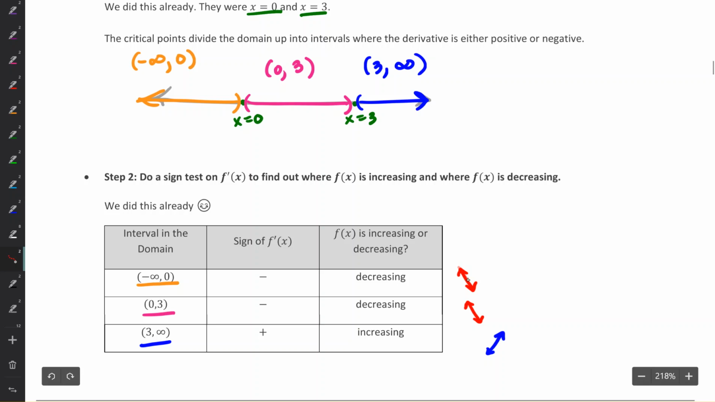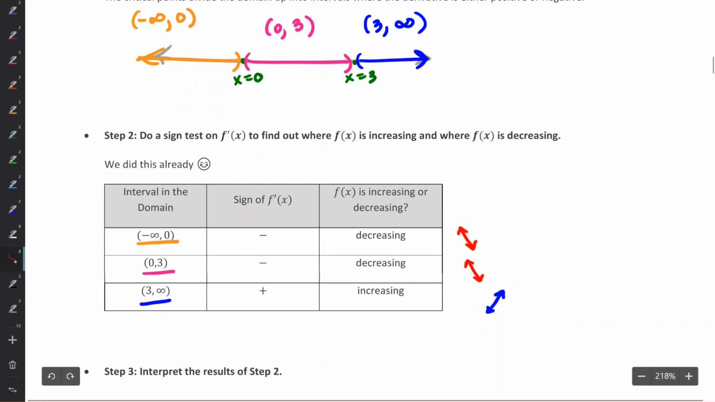Since my function is decreasing on either side of x equals 0, we don't have a local max or min. But here at x equals 3, my function is changing, so I don't even need to have my graph. I know something. At x equals 3, what's happening? My function is changing from decreasing to increasing. We must have a local min. F of 3 must be a local min.